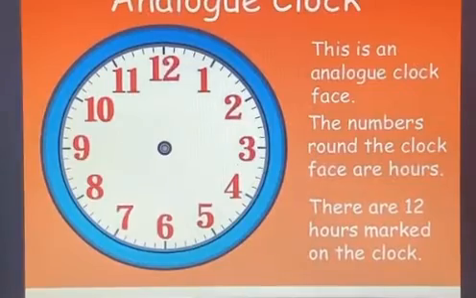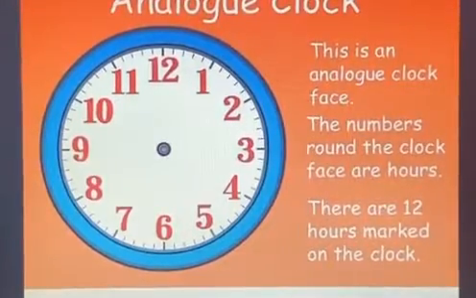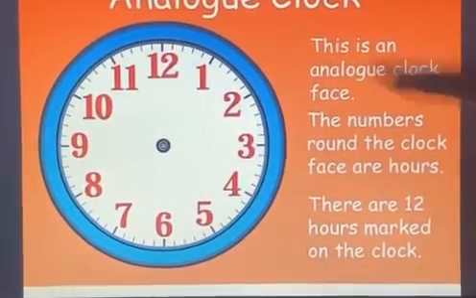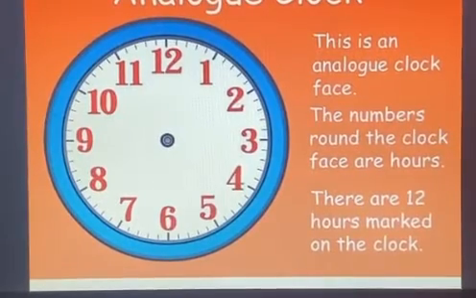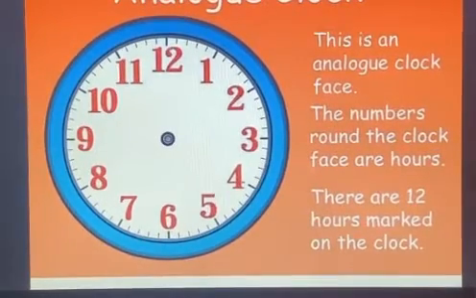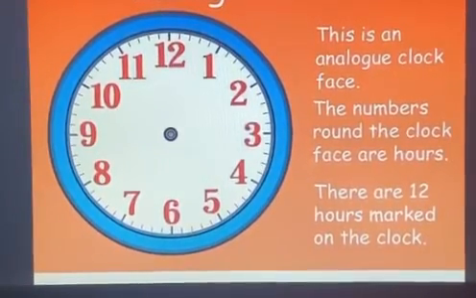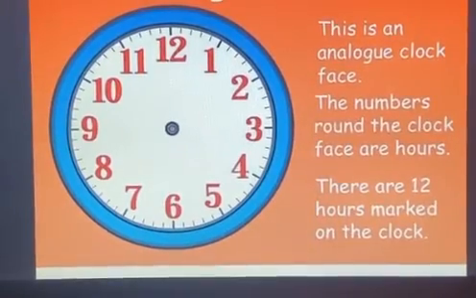Now can you see a clock? Yes. This is an analog clock. This is an analog clock face. The numbers round the clock face are hours. The numbers shown from 1 to 12 are the hours. There are 12 hours marked on the clock.